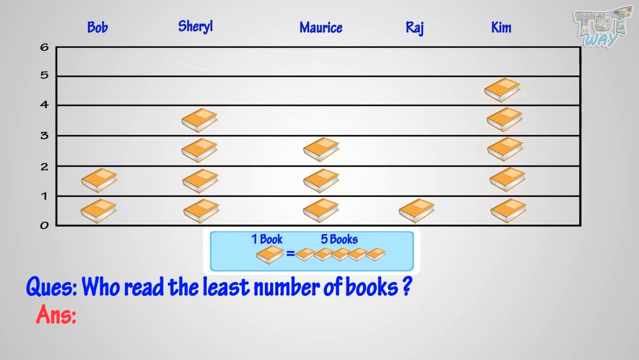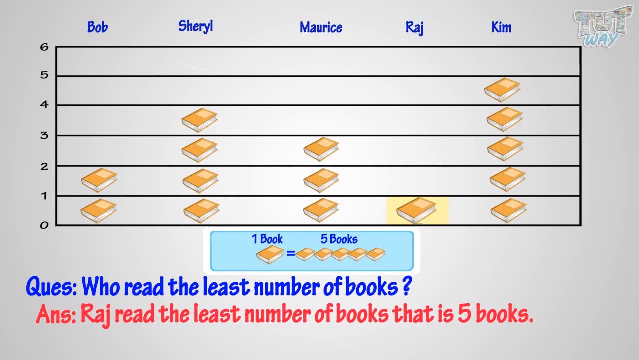Now, who read the least number of books? There is only 1 book symbol against the name of Raj, which is the least of all. So Raj read the least number of books, that is 5 books.